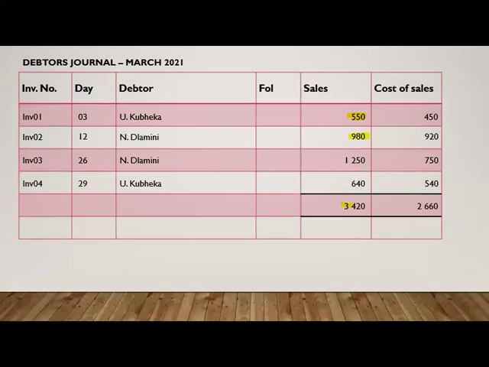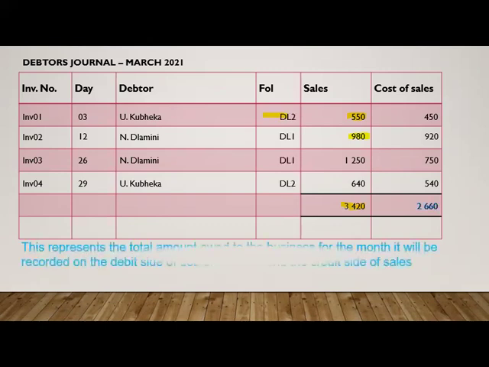Do you see this 3,000 here? Before I do that, guys, Unati Kubeka is DL2. So you will start with that. And Lamini is DL1. Do you see that 3,420 under sales? This is what you will do with it. It basically represents the total amount that you're owed for this month, okay? For the month. I need you to highlight that.